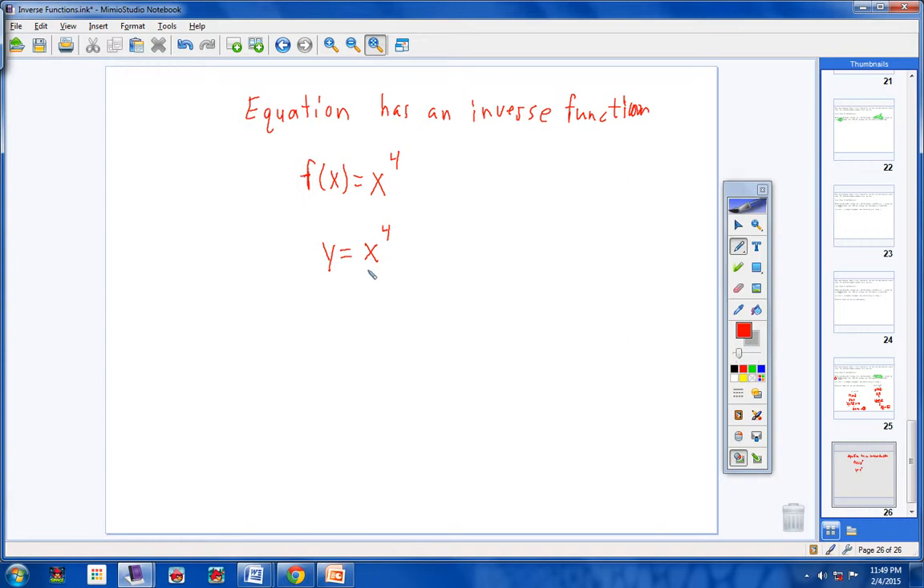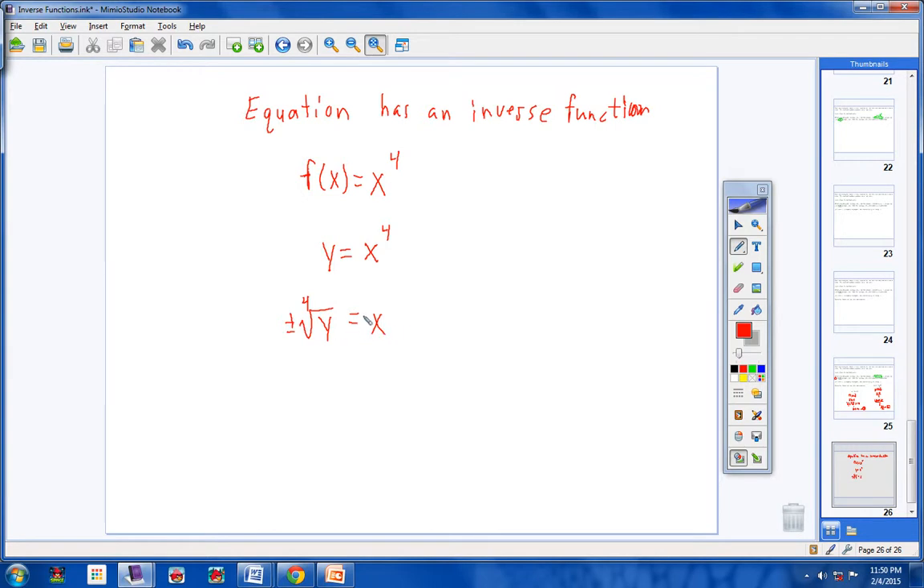Let's get x by itself. We're going to take the fourth root of both sides. If we take the fourth root of this side, we have to put plus minus. If I take the fourth root of the right side, I'm left with x. So now, instead of putting numbers in for my input and getting an output, we're going to put numbers in for y, which is usually my output, and see if I have one input coming out.